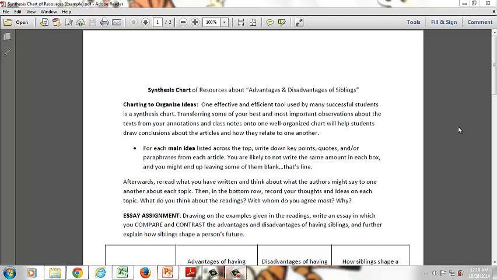So first, let's talk about the purpose of the synthesis chart. The purpose of the synthesis chart is, for one, to evaluate what our essay assignment is. The essay assignment that students have been given is to draw on the examples given in the readings. Students are writing an essay in which they compare and contrast the advantages and disadvantages of having siblings, of course having brothers and sisters, and further explain how those siblings shape a person's future.